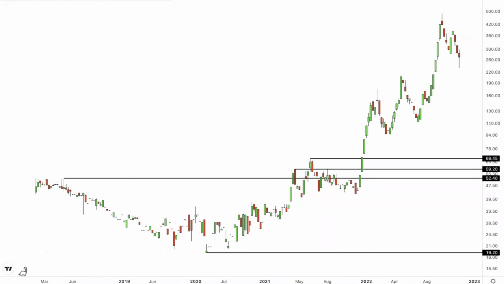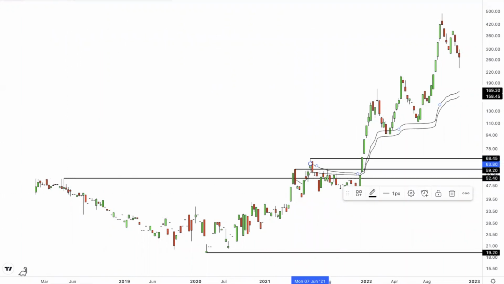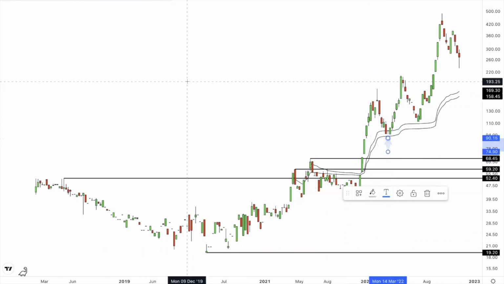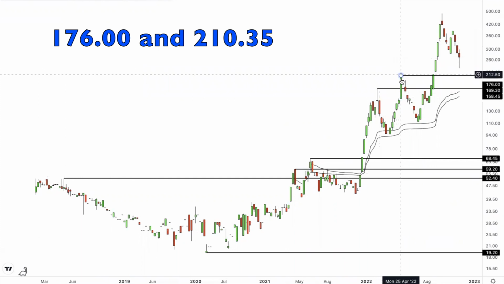Now the next two anchor VWAPs that we have to plot will be from the levels of 59.20 and 68.45. After plotting these two anchor VWAPs, they have given me a potential new higher low for the stock, which can probably form in this particular zone. Going forward, we can very clearly see that the stock continued to make new highs. After the level of 68.45, the stock made a new high of 176, and then a new high of 210.